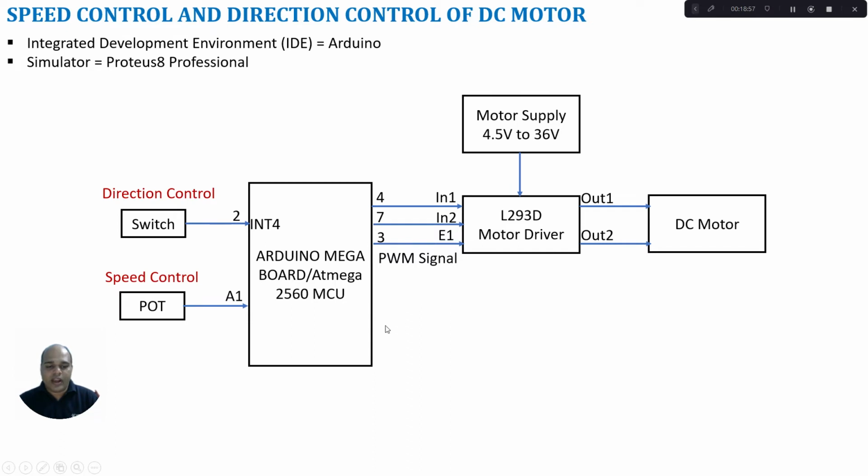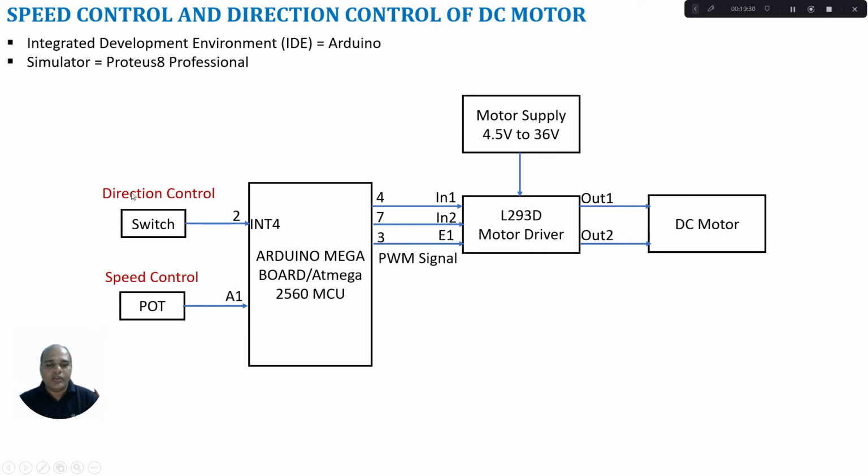Then I am going to connect a potentiometer to one of the ADC channels, A1, of the Arduino Mega Board. Depending upon the potentiometer value, my PWM signal will have different on times of a square wave, and thereby the speed is going to get altered in the DC motor. By changing the resistance value, I am going to change the duty cycle of the PWM signal, thereby making the speed of the DC motor variable.